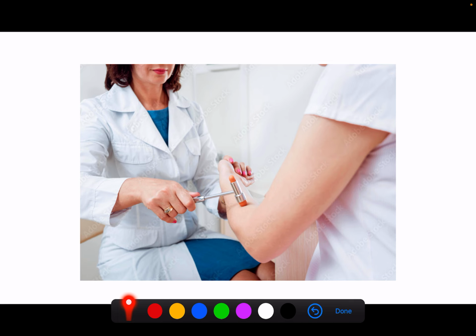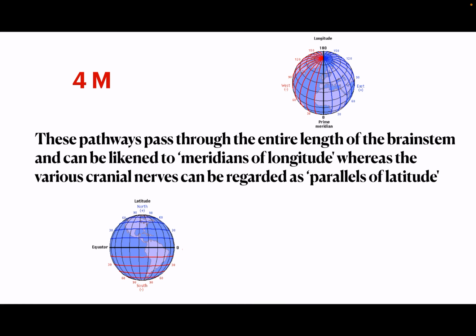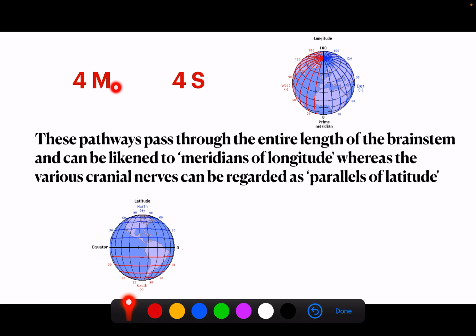Now we go to our clinical settings and how we can examine our patients. Let's start with that. Here, the 4 midline structures beginning with M and the 4 side structures beginning with S pass through the entire length of the brainstem. Like that, it can be likened to meridians of longitude, whereas the various cranial nerves can be regarded as parallels of latitude. Here are the latitudes. In the latitudinal lines, there will be the cranial nerves. In the longitudinal lines, there will be the 4 S and the 4 M. Okay, so it's very easy to identify our brainstem stroke lesions.